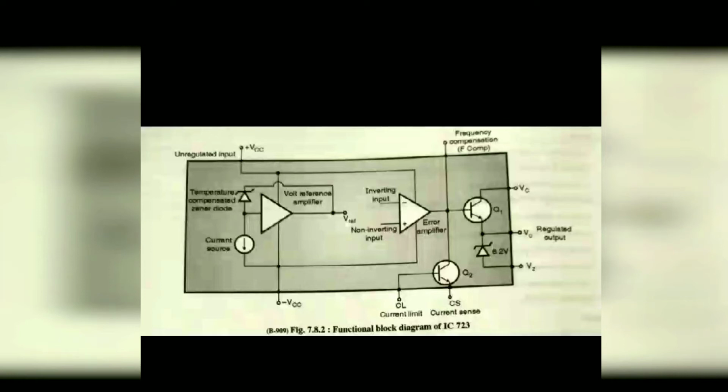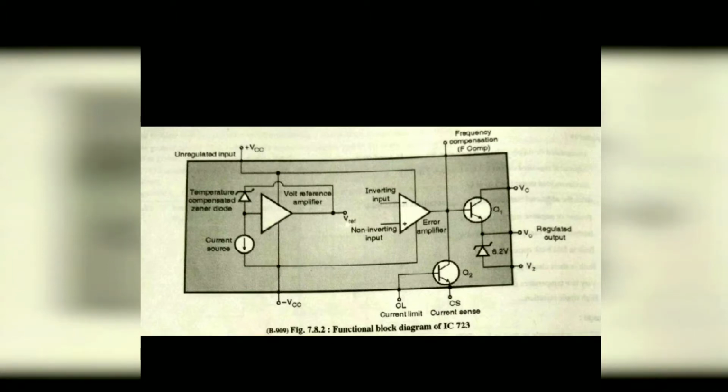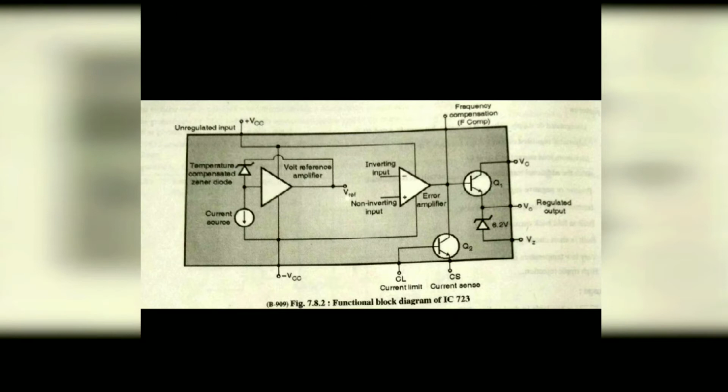Topic is functional block diagram of IC723. It consists of reference generating block, error amplifier, series pass transistor, circuitry to limit the current. The reference generating block consists of a combination of Zener diode, voltage reference amplifier and constant current source. The whole circuit is called the reference generating block.